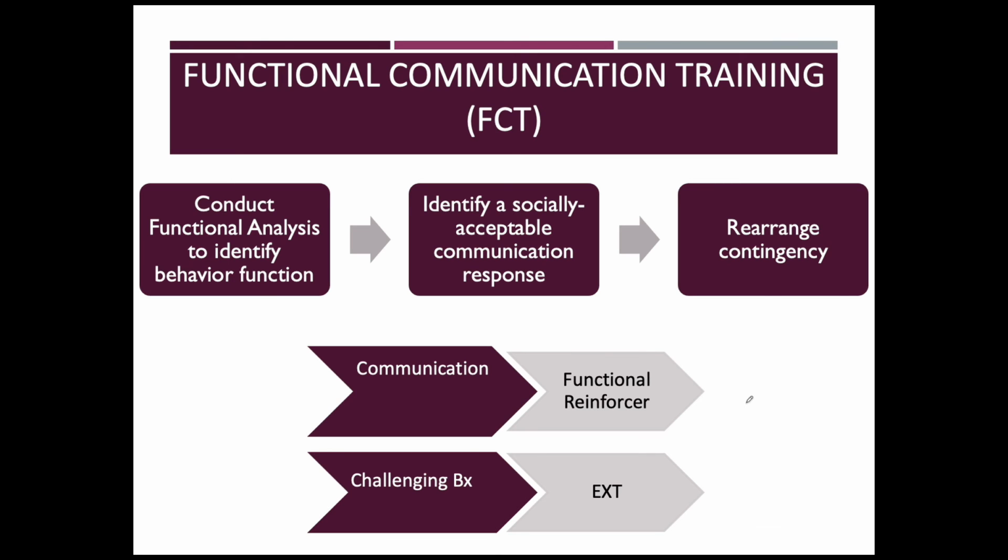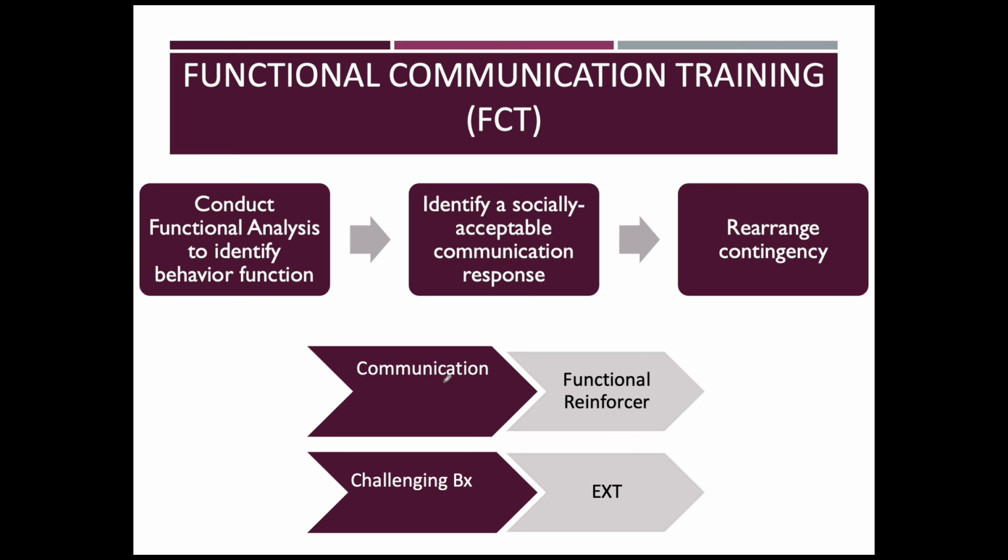Okay, so how do you do functional communication training? As you might imagine, we start with a functional analysis to identify the behavior's function. Then we identify a socially acceptable communication response. We'll talk about what those are on the next slide. And then we rearrange a contingency. So if problem behavior produces reinforcement, we are going to place it on extinction. So we're not going to deliver reinforcement for the challenging behavior. We're going to teach a communication response, and that communication response produces the functional reinforcer.